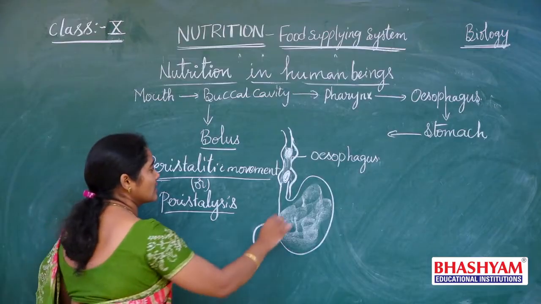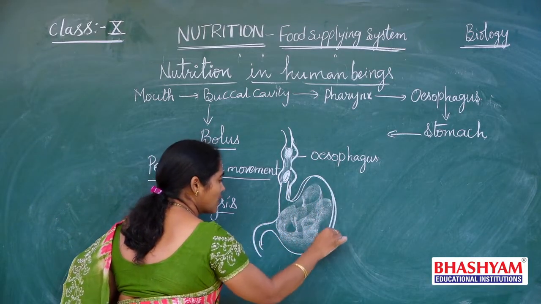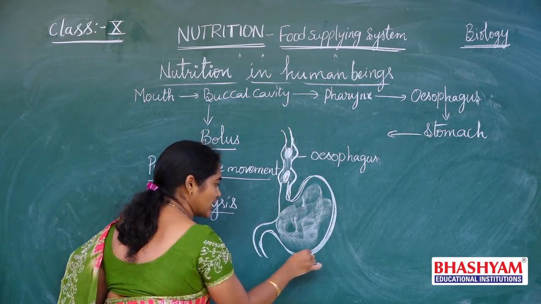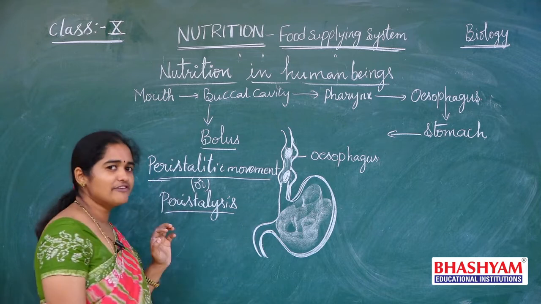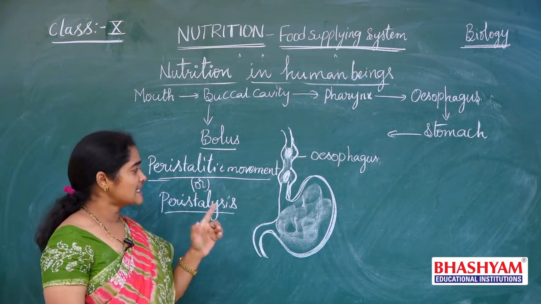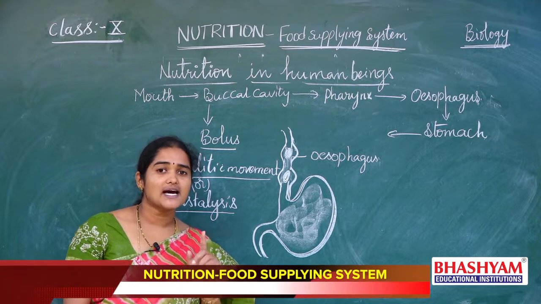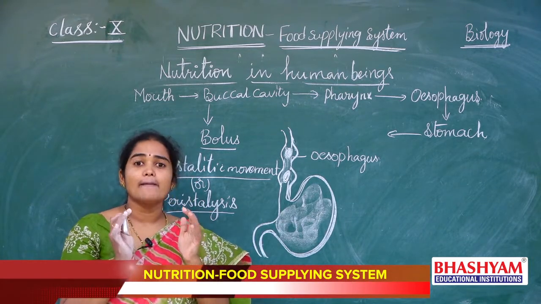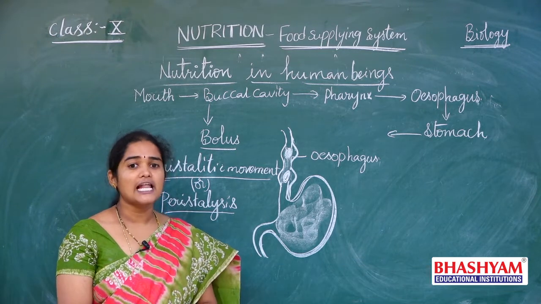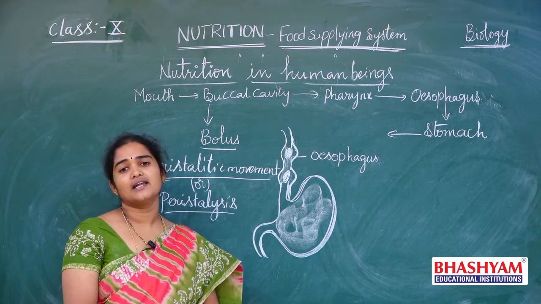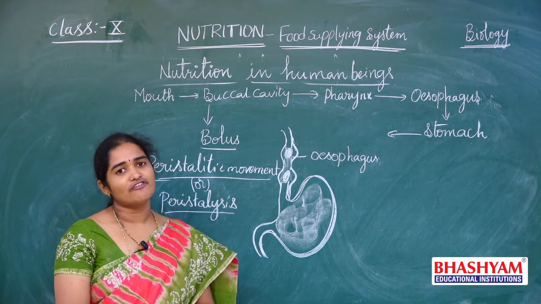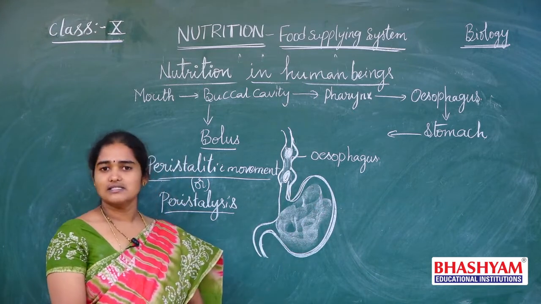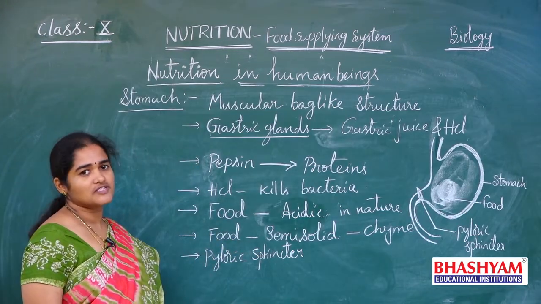So in the stomach, if you see, when compared to all other parts, the stomach has a different structure and shape in the digestive tract. If you see from mouth to anus, except the stomach, all remaining parts are in a tube-like form. But here the stomach is a muscular bag-like structure which helps to store the food temporarily while digesting the food materials. Now let us see what changes occur in the stomach. Now let us see the structure of the stomach.